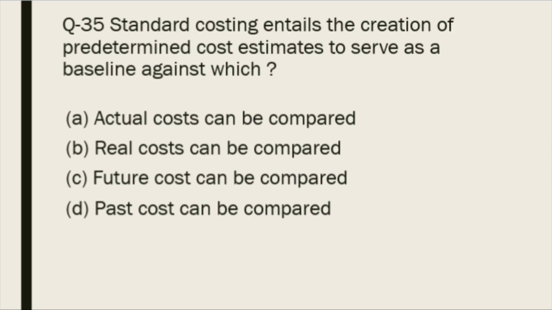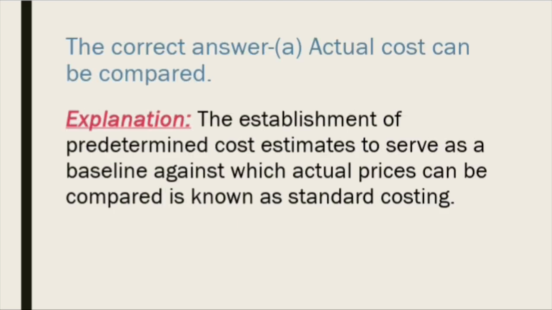Next question is that standard costing entails the creation of predetermined cost estimates to serve as a baseline against which the four options are actual cost can be compared, real cost can be compared, future cost can be compared, and past cost can be compared. And the correct one is that actual cost can be compared.